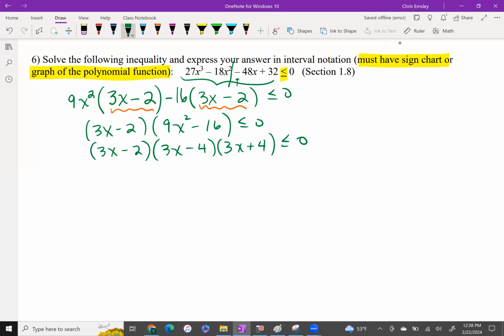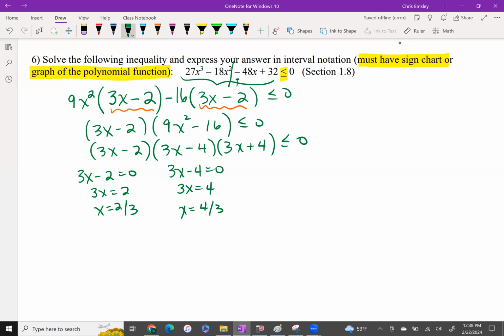And this is when we want to take each one of these factors. You cannot just set each factor less than or equal to 0. It doesn't work that way. We are going to take each one of these factors and set them equal to 0 to find those x-intercepts or our key numbers. So here we get x is 2/3. Here, we're going to add that 4 to both sides. We get x equals 4/3.